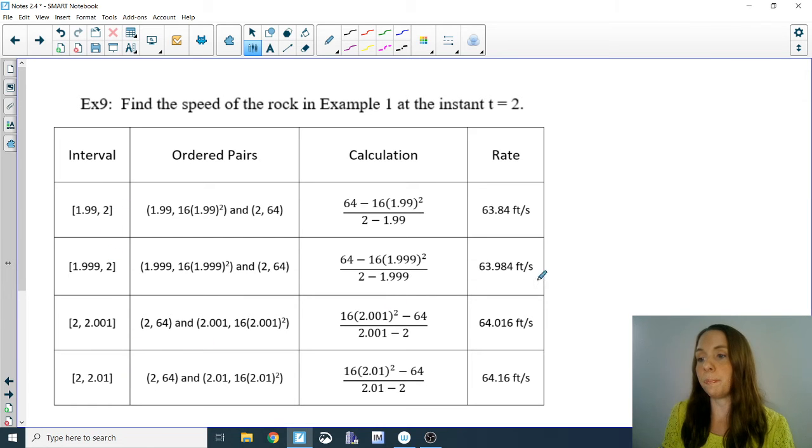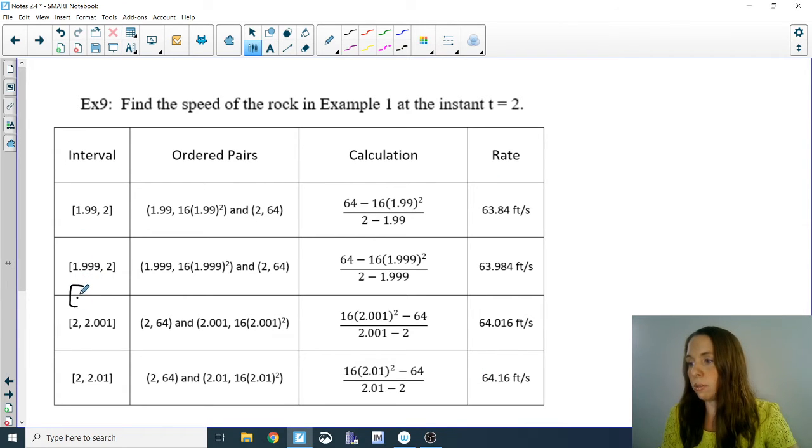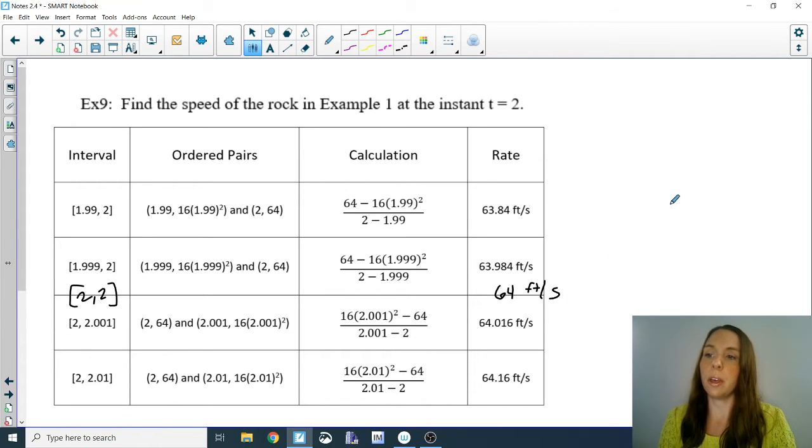You can approximate it. If you take a look at your rates now, you can see that the interval from 2 to itself would fall in here, and what it is coming toward from each side is 64 feet per second. So that's one way we can get the answer. Now, if you were with me for section 2.1, you may remember that was a pretty long and grueling process where we had to do all of these calculations just to be sure that this is the speed of the rock at time 2.